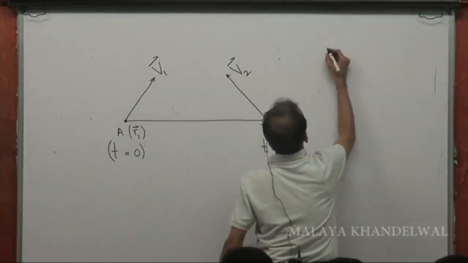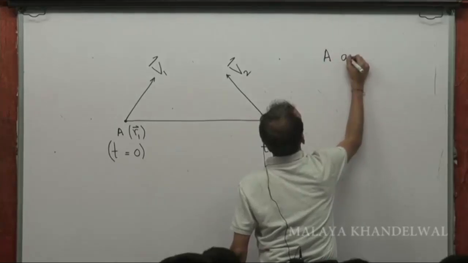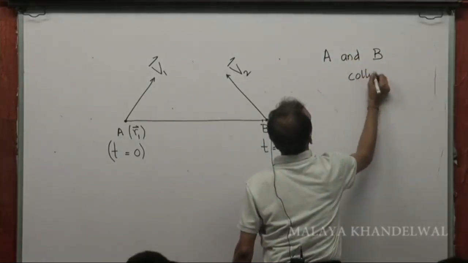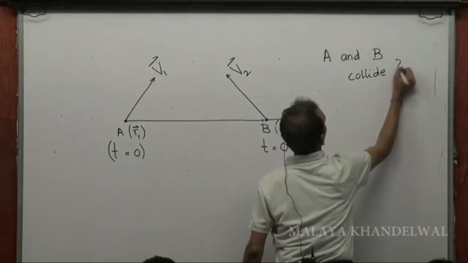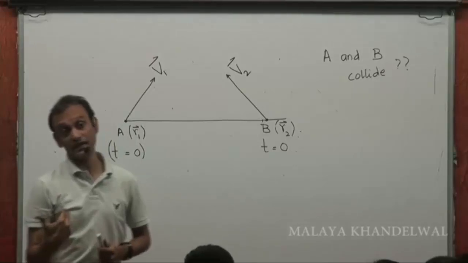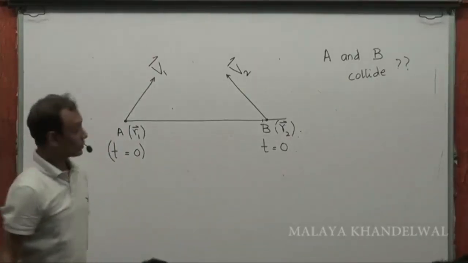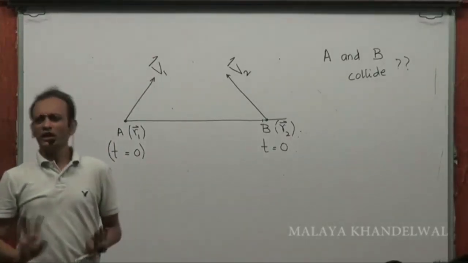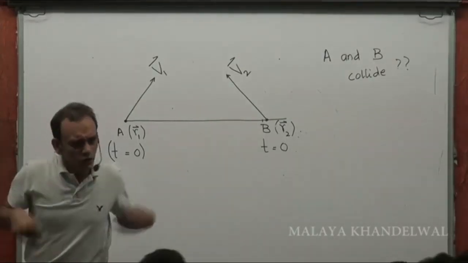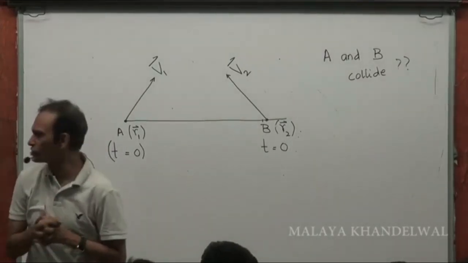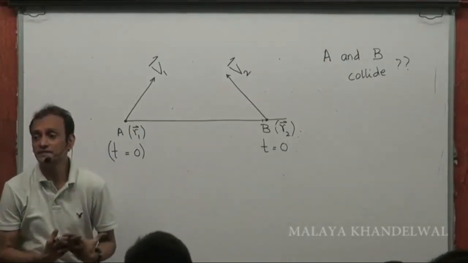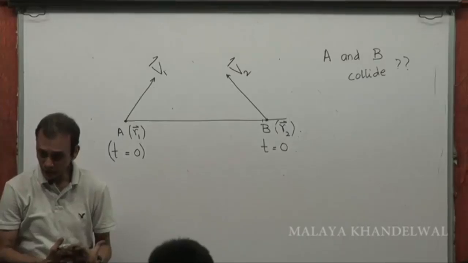So I want to figure out whether A and B ever collide. This is what I am seeking to find, whether the two particles A and B would ever collide. Now, let me reduce this to an equivalent relative velocity problem, where, say, I make A the observer.